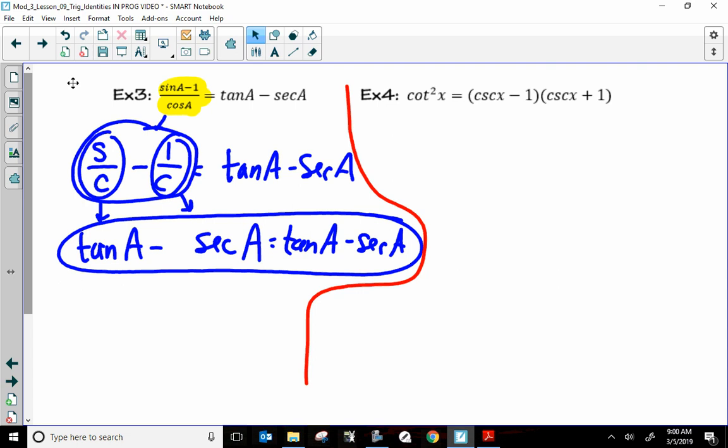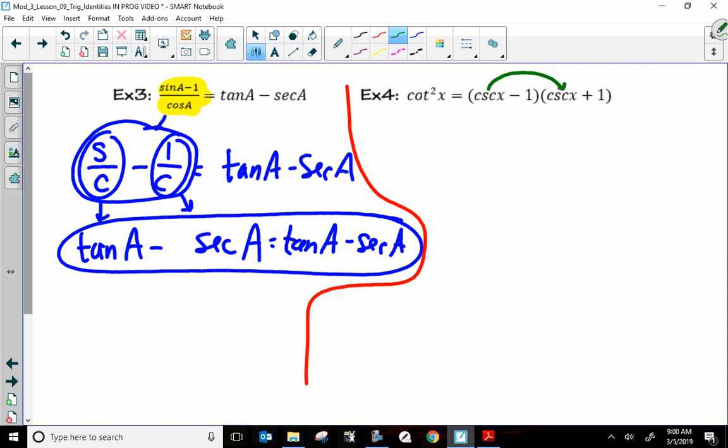Now, I said the algebra is going to step up. The trig stays the same. The reciprocal functions are the same. Tangent is still sine over cosine. Secant is still 1 over cosine, just like in example 3. That never changes. It's the algebra that changes. Like for example 3, the step up in algebra was taking the fraction and breaking it up into 2 fractions. The algebra for 4 is I'm actually going to FOIL the right side.